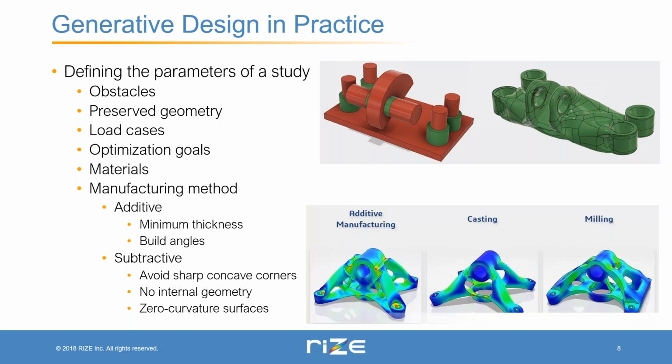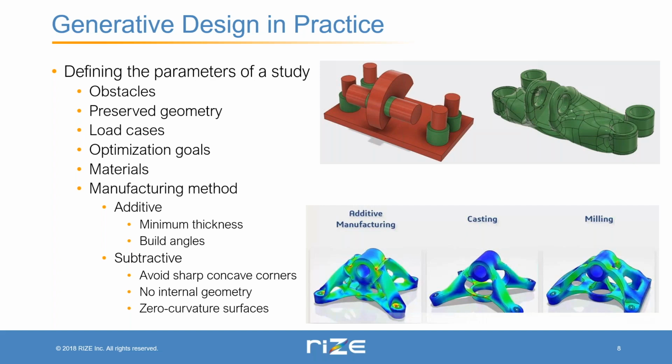What you can see here in the picture is you start out by defining a set of obstacles, and that's colored in red. These are regions where you don't want any material to be built. And then you produce a set of preserved geometry. These are the areas that definitely need to include material, and these are the areas on the left in green. And then the next step is that you define a set of load cases.